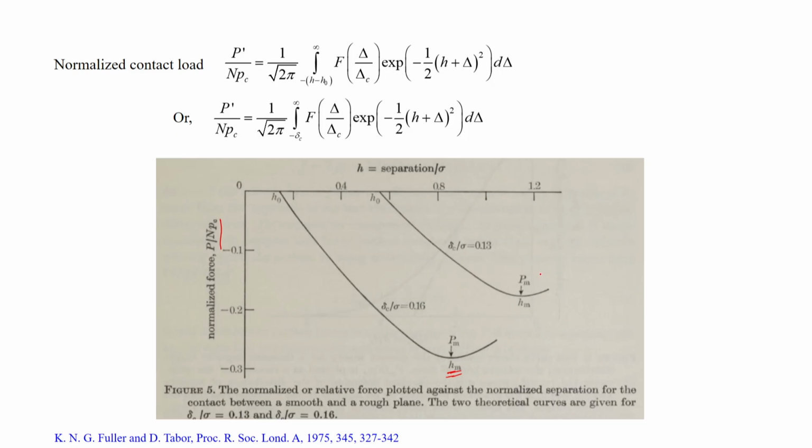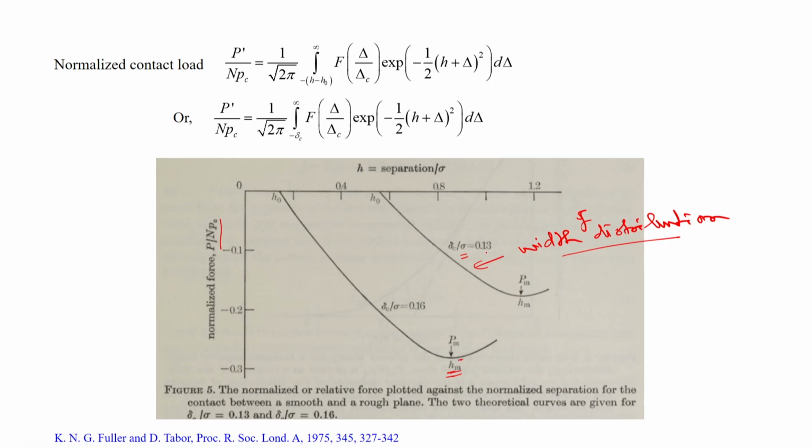Now as you can see here, this data is for two different values of sigma. So sigma, as I said, is the standard deviation of the height. That means it defines the width of the distribution, and it takes that into account. In this case the width of the distribution is larger, and as a result the pull off force decreases with respect to this.